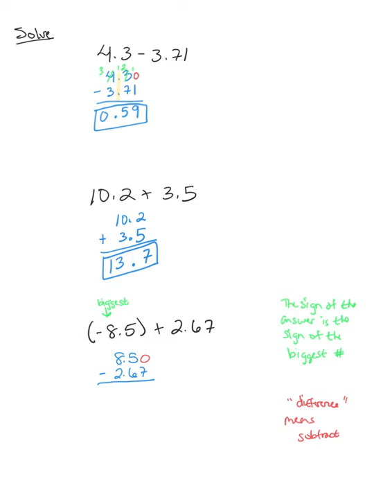You cannot take 10 from 7, so you have to borrow. That becomes 4, that becomes 10. 10 minus 7 is 3. You cannot take 6 from 4, so you have to borrow again. That's 7, and that's 14. 14 minus 6 is 8. Bring down the decimal. 7 minus 2 is 5. Now remember, the sign of the answer is the sign of the biggest number. 8.5 is the biggest, so you put in the negative sign. All right, this little video should help you with negatives and decimals.